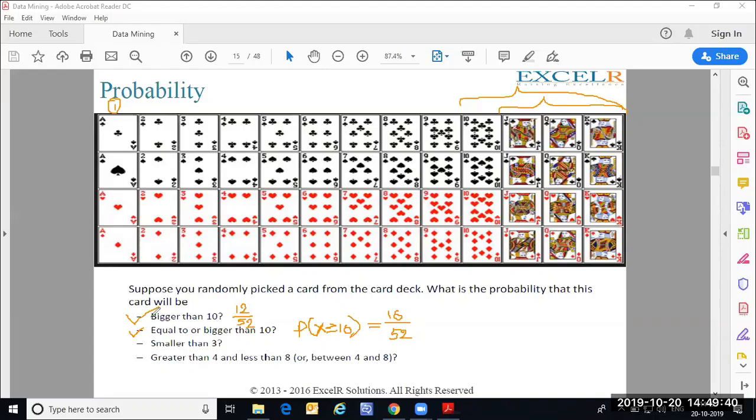But if I didn't replace the card which I picked at the first instance, now tell me what is the probability associated for the card which I'm picking up to be greater than or equal to 10? 16 by 51.